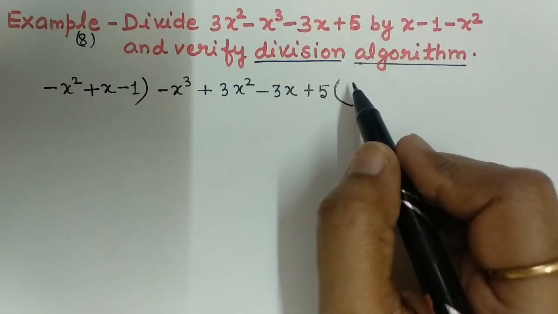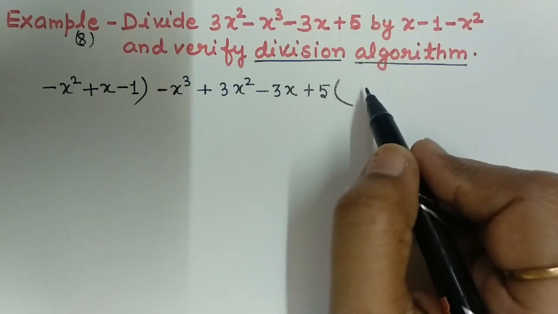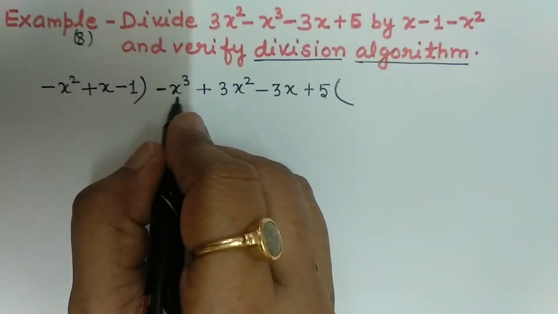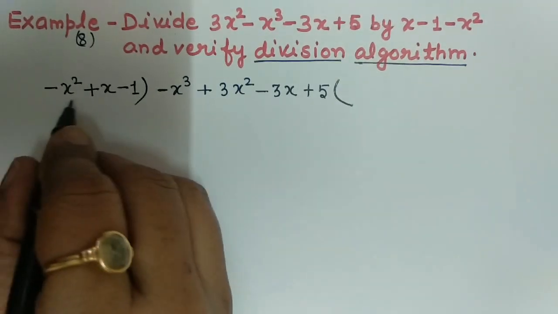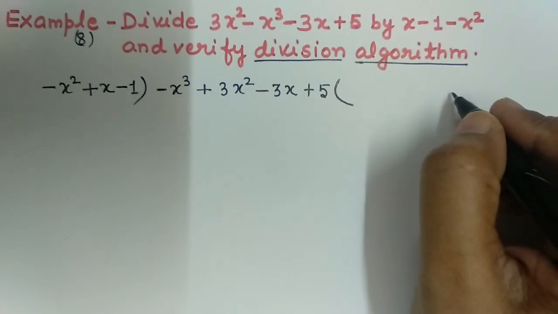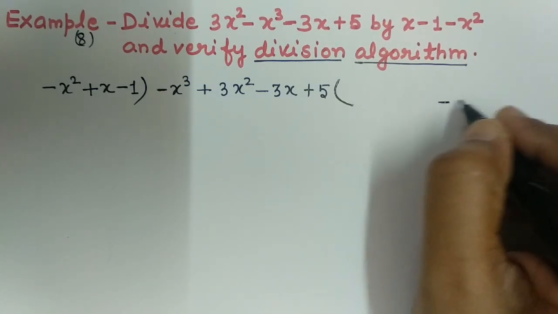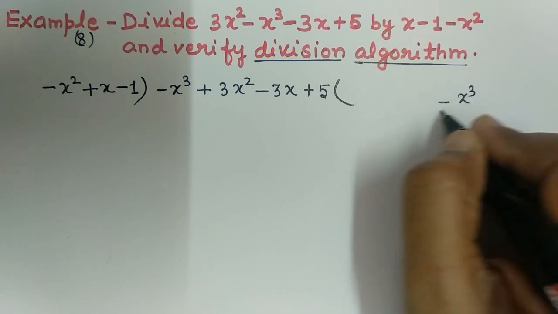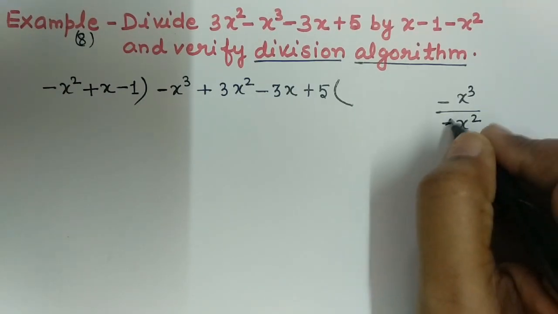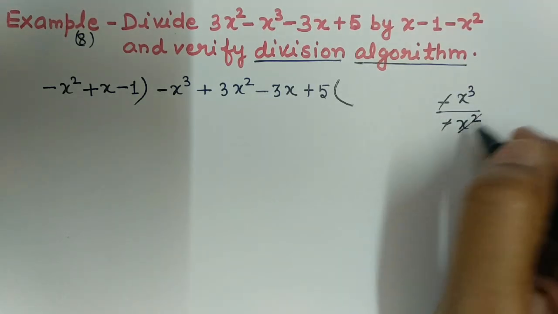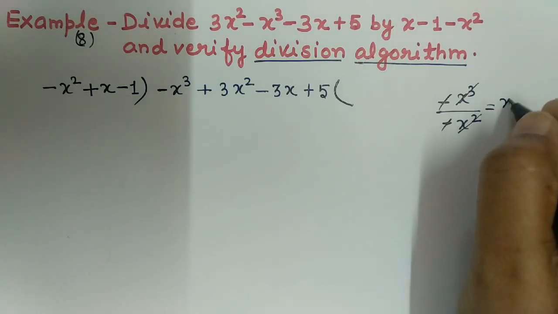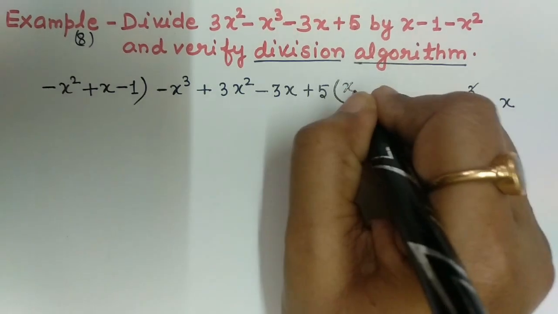So to get the first term of the quotient, I will divide the first term of the dividend by the first term of the divisor. Okay. So what will I get? This is actually my rough work. I will divide minus x cube by minus x square. So minus minus cancel and x square से जब आप x cube में divide करोगे, so you will get x. So I will write x here.